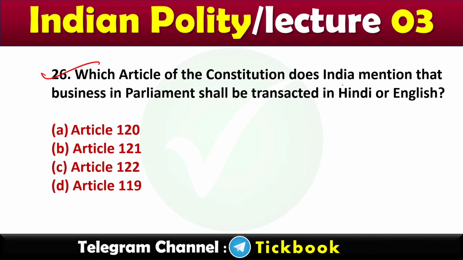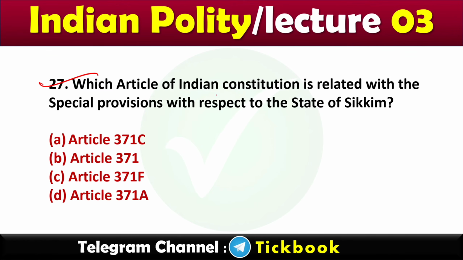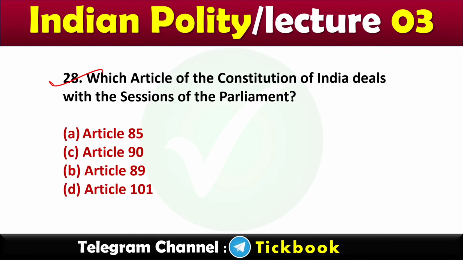26. Which article of the Indian Constitution mentions that business in Parliament shall be transacted in Hindi or English? Option number A, Article 120. 27. Which article of the Indian Constitution is related with the special provisions with respect to the state of Sikkim? Option number C, Article 371F. 28. Which article of the Indian Constitution of India deals with the session of the Parliament? Number A, Article 85.